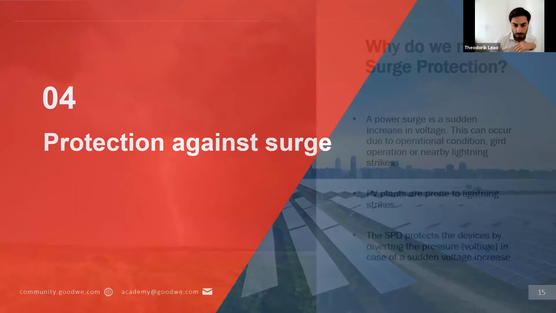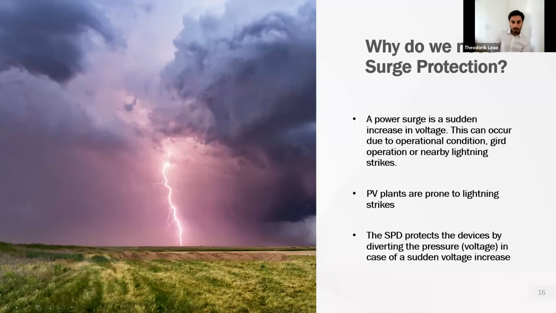So first, why do we need surge protection, and what is a power surge? A power surge is a sudden increase in voltage, and this can occur due to grid operational happenings. For example, if you have a very large load connected to your system and this load suddenly disconnects, then you will have a very rapid increase in the voltage. So you will have a voltage spike in your system.